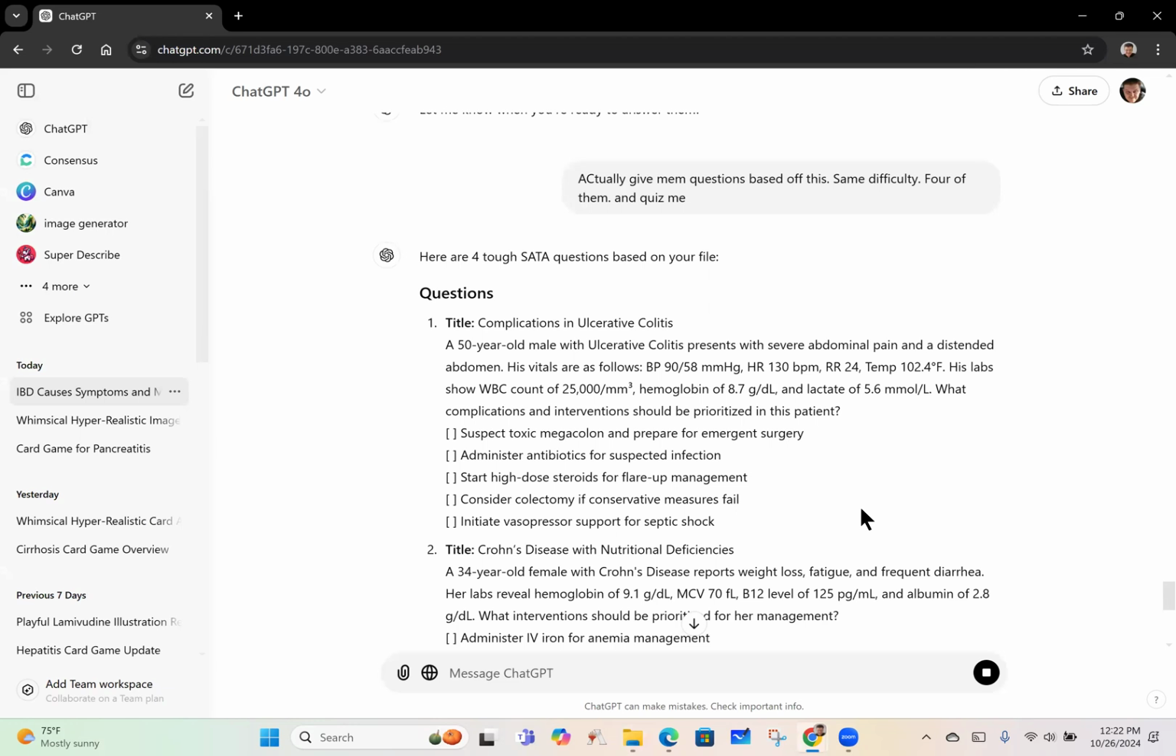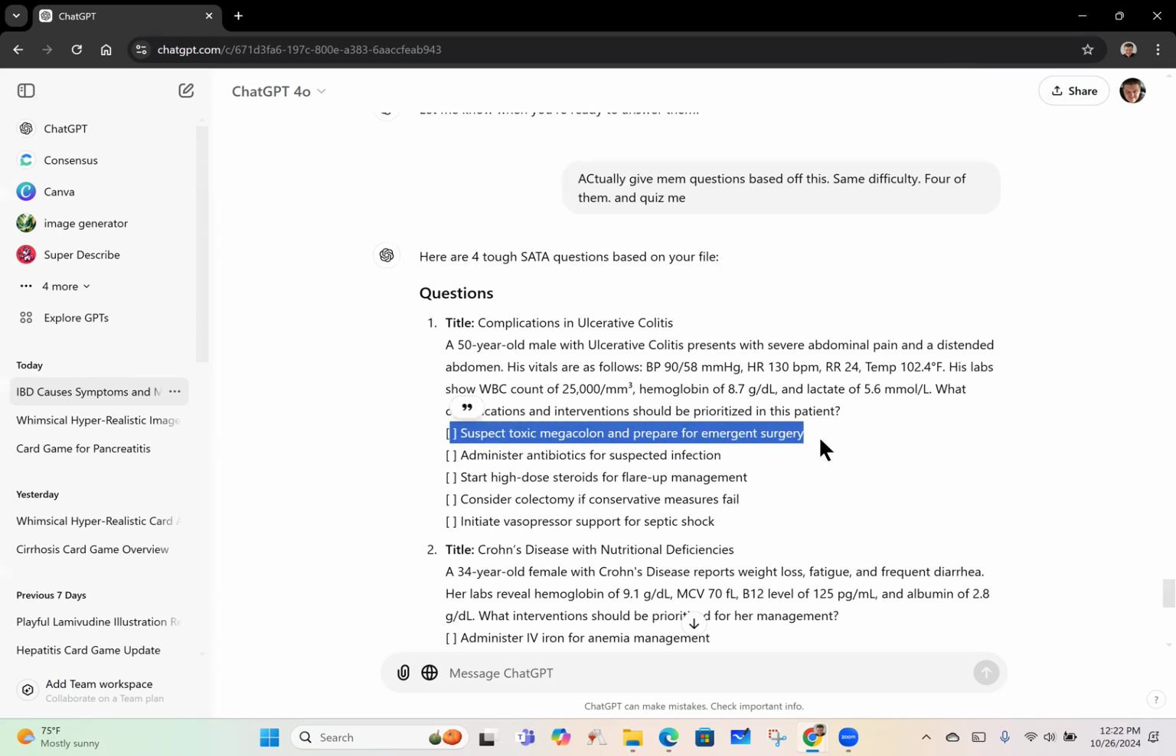50-year-old has ulcerative colitis, has severe abdominal pain, distended abdomen. Vitals are a little bit low blood pressure, heart rate's elevated, respiratory is 24, temp is up, he has an infection, looks like, right? And his labs show white count of 25K, which is high. Hemoglobin 8.7, which is low, his bloody stools. Lactate of 5.6. That's kind of beyond this one. This might be a final question because we talk about lactate with sepsis. What complication and interventions would be prioritized?